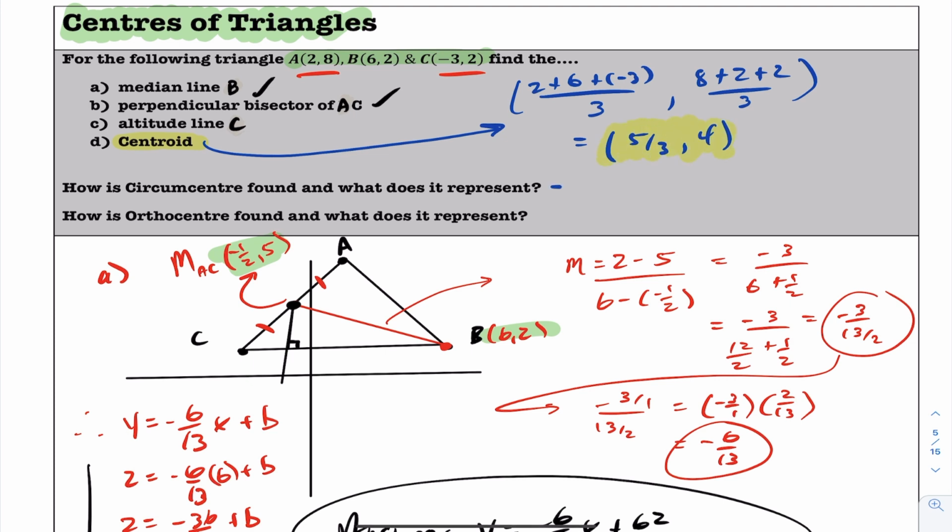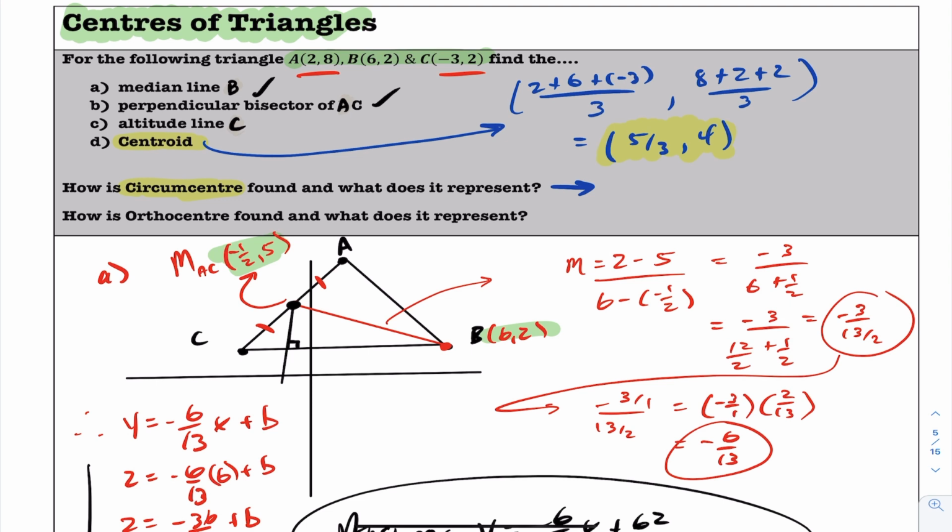All right, moving on here, we're then asked how do you calculate the circumcenter? Circumcenter, that's just the intersection of your perpendicular bisectors. So if you take any two perpendicular bisectors and intersect those, you will have your circumcenter. What the circumcenter gives you is a point that's equidistant to the vertices of your triangle. I.e., if you calculate the distance from that point to each of the vertices, you would get the exact same value.